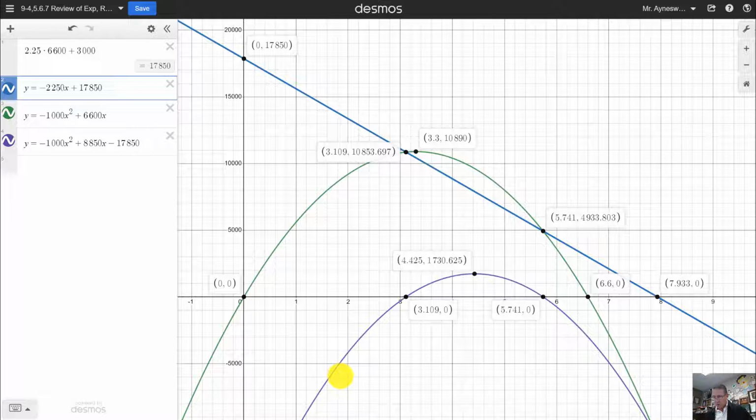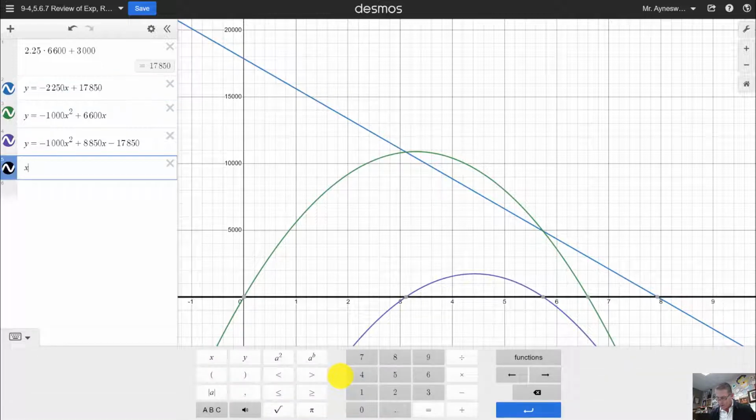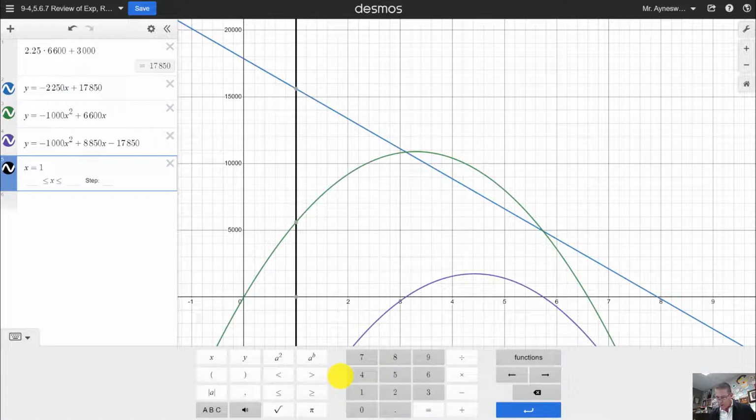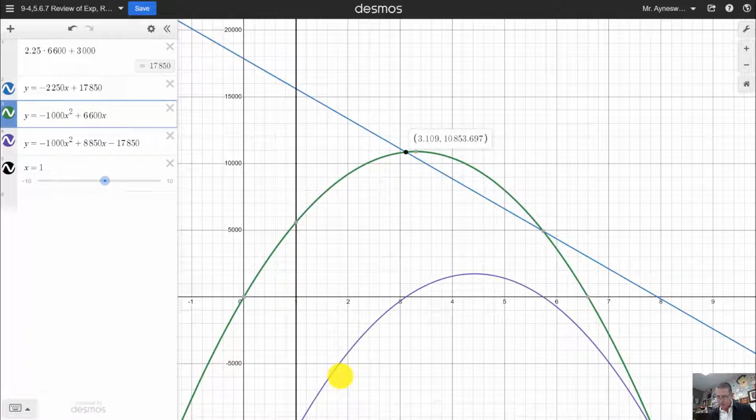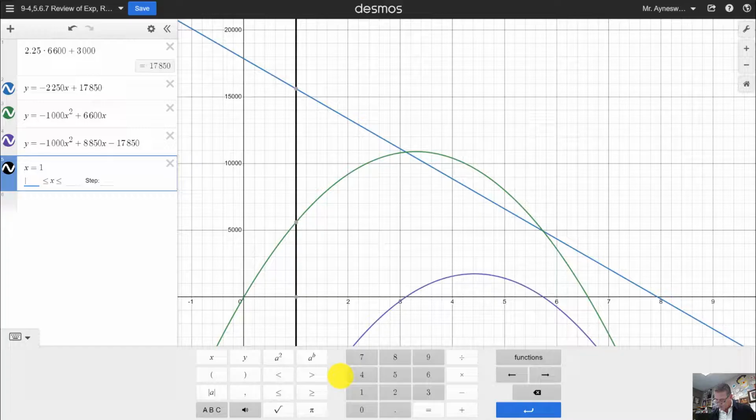Let's take a look at the first interval between 0 and your first break-even price, which is $3.11. We can figure out if the company is profiting or losing money just by picking a price. So let's pick a price of 1. I'm going to type in x equals 1 here. The break-even price is $3.11, so let's go for between 0 and $3.11.